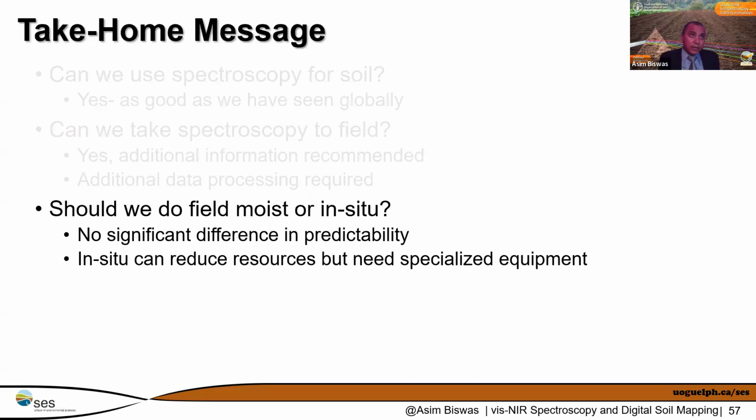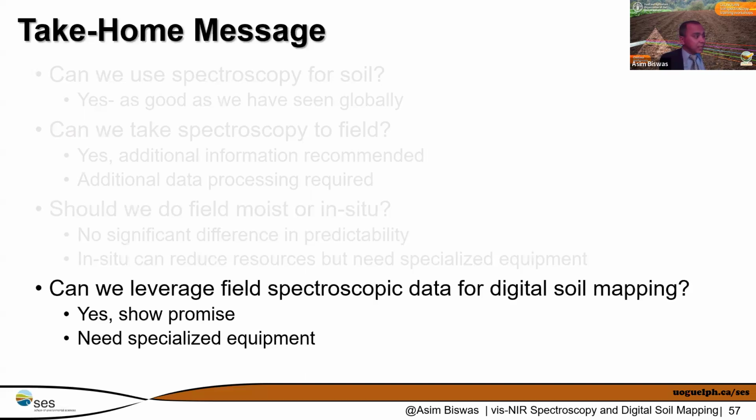So reduce the labor, time and effort. But of course, you need that specialized equipment to go down with the depth as well. The last one, can we leverage this spectroscopic technique, data collection for the digital soil mapping? I would say yes. It does show promise.